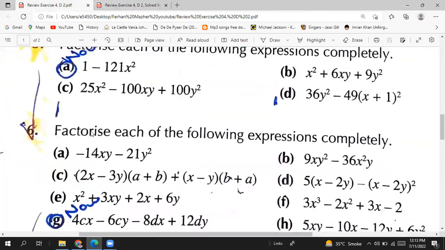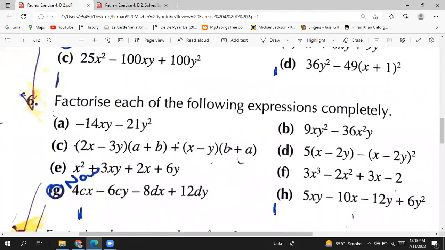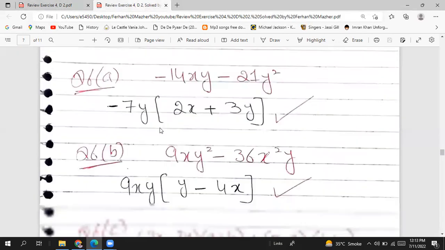Now we are going to the next question. The next question is question number 6. It says, factorize each of the following expressions completely. So the A part is minus 14xy minus 21y square.